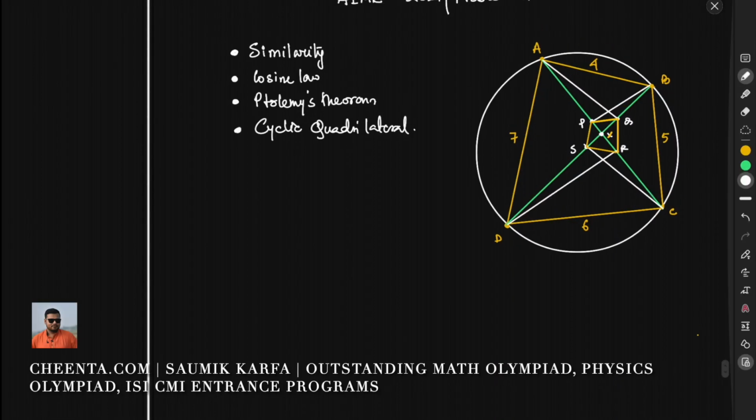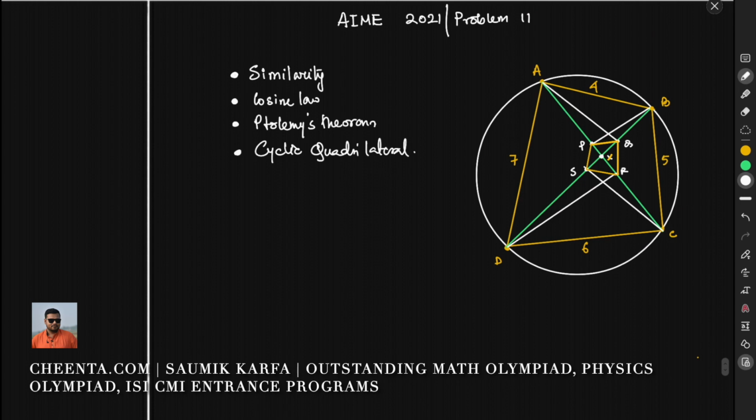Today we'll be discussing the AIME 2021 problem number 11. This problem involves the concepts of similarity, cosine law, and the properties of triangles. It talks about cyclic quadrilaterals and has an application of Ptolemy's theorem. So we'll be reviewing all these concepts while we discuss the solution of this problem.